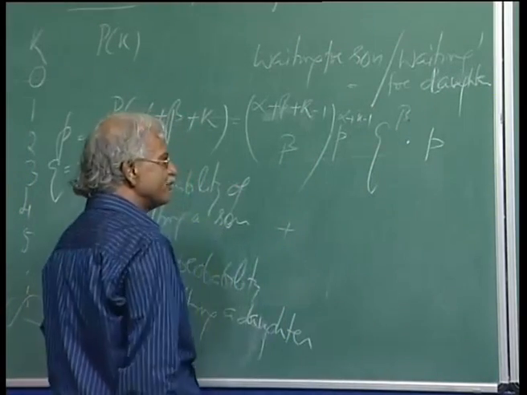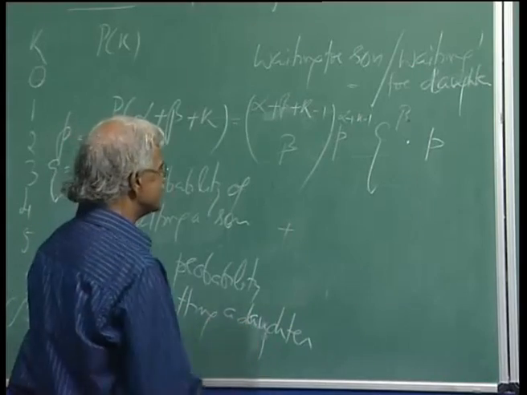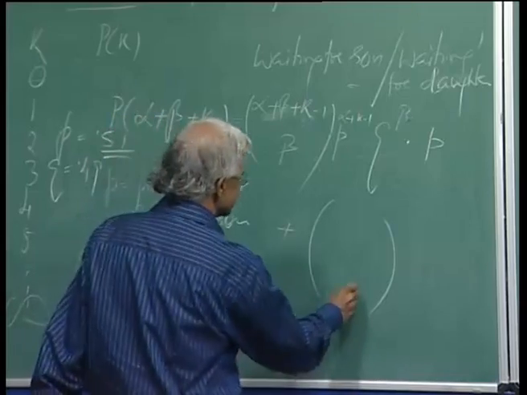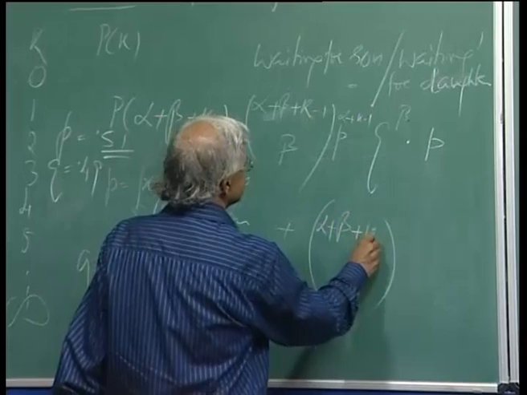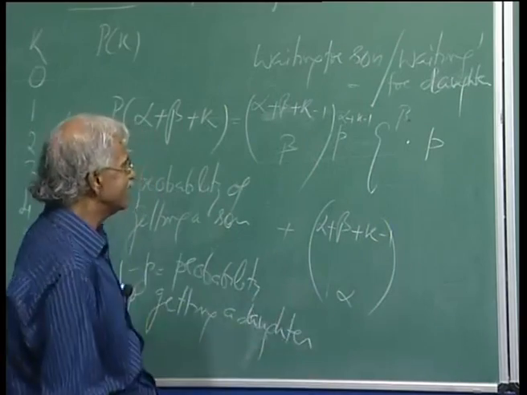Similarly, if they are waiting for a daughter, that means they have already completed their target with respect to sons. They have alpha sons. So, out of alpha plus beta plus k minus 1, that is one less than alpha plus beta plus k, they already had alpha sons.